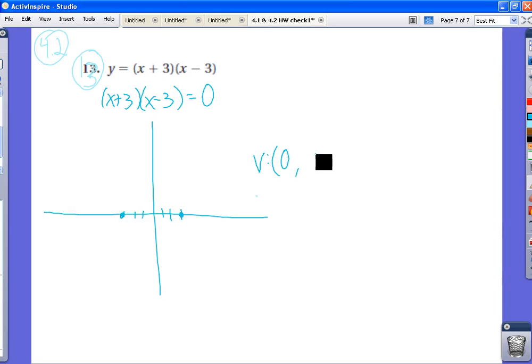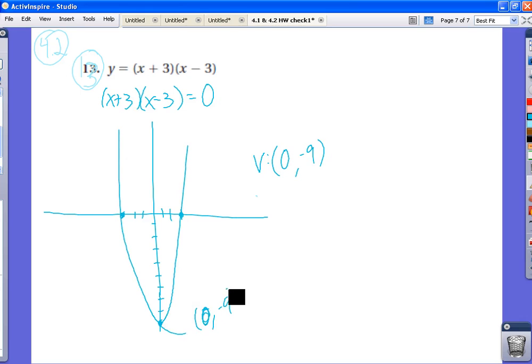So the vertex is at 0, comma. How do we find out what the y value is? Zero. That'll give us 3. 0, that'll give us negative 3. 3 times negative 3 is negative 9. So the vertex is at 0, negative 9. The axis of symmetry, x equals 0. The x-intercepts are 3, 0, and negative 3, 0.